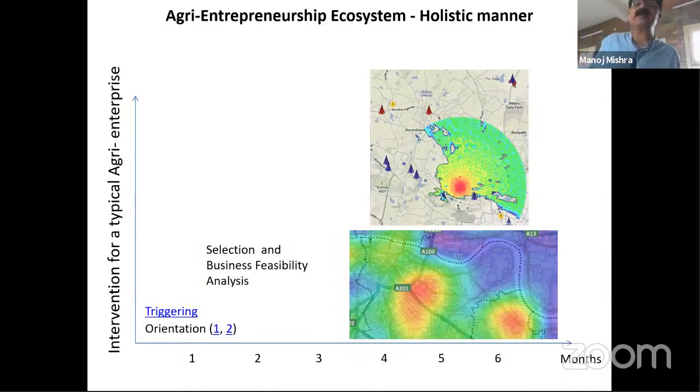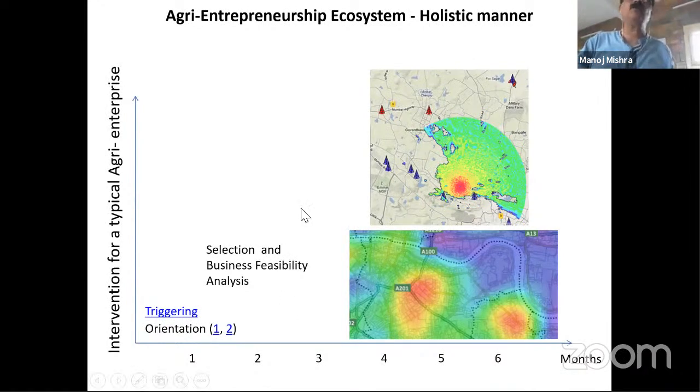Then we get into what is called selection and business feasibility analysis. Why am I talking about triggering? Because that sets the tone for identifying the right kind of human resources, the right kind of business development service providers who will facilitate, at the end of the day, the processes we are trying to get into. And they are actually the ears and the eyes of the agri-enterprise which is going to be set up. So that will help us decide how we select and how we look at the business feasibility part of it.